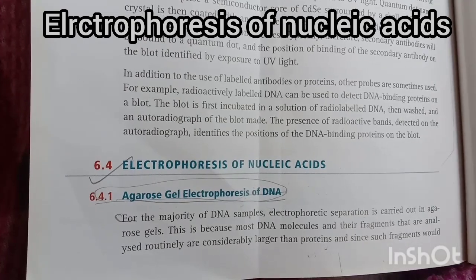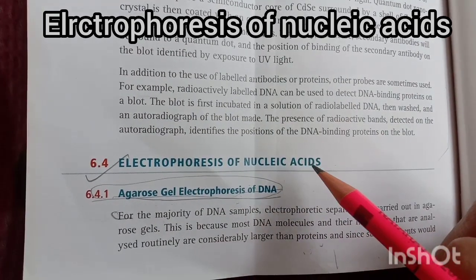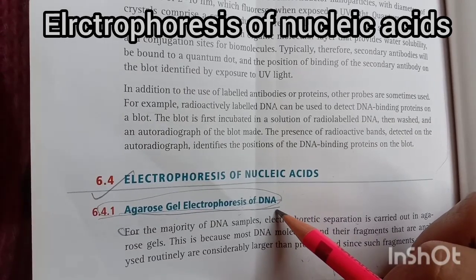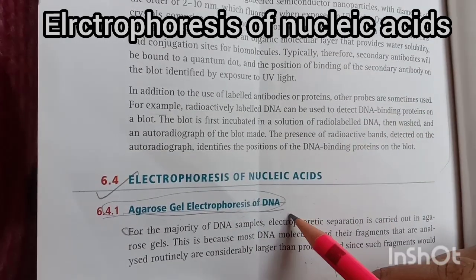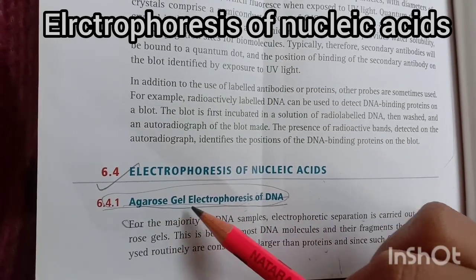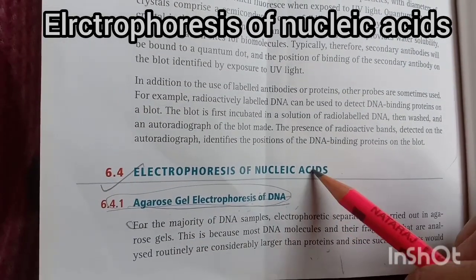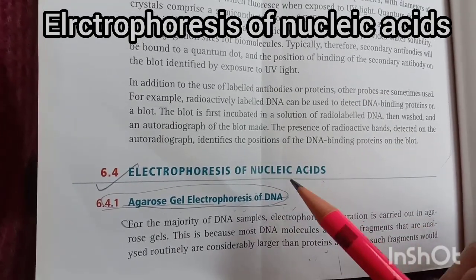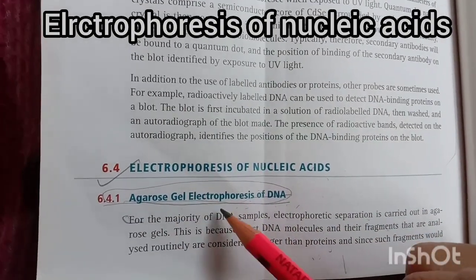So in today's video we will study the electrophoresis of nucleic acids. Firstly we will study DNA, next RNA. For DNA we use various techniques. Firstly, mostly agarose gel electrophoresis. After that we will study DNA sequencing and pulse field methods, but mostly we use agarose gel electrophoresis.